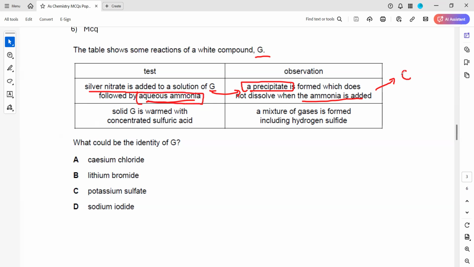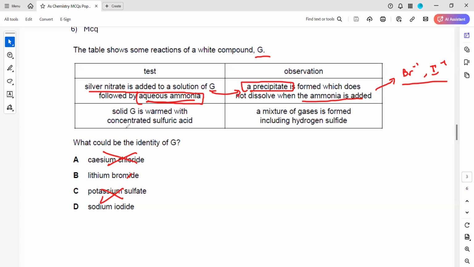So the precipitate which does not dissolve will be bromide or iodide. In concentrated ammonia, bromide will dissolve, but if it is written aqueous, you will consider that as dilute as well. So it might be bromide or it might be iodide. So it cannot be this or this. Either B can be an answer or D can be an answer.